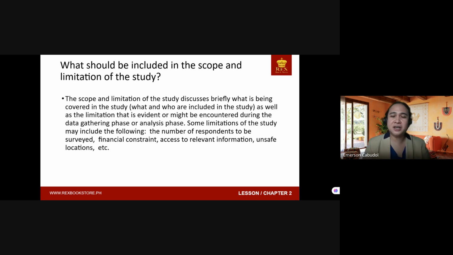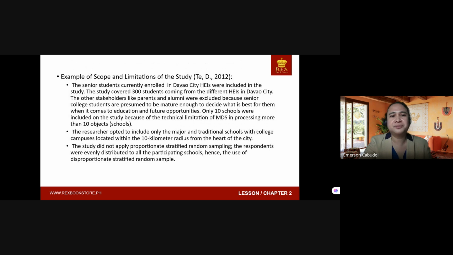The limitations acknowledge potential weaknesses or constraints, such as the sample size is limited to 200 employees within a single company, which may restrict the generalizability of the findings to other industries or larger organizations. Data collection relied on self-reported surveys, which could introduce response bias. This is another limitation.